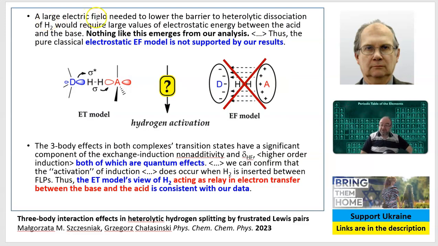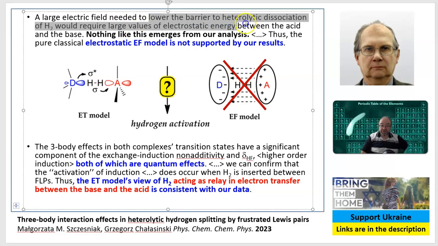A large electric field is needed to lower the barrier of heterolytic dissociation of hydrogen. The hydrogen would require large values of electrostatic energy between the acid and the base. So he repeats this statement by Professor Pápai, but he did not see those large values of electrostatic energy. Nothing like this emerged from our analysis. Thus, the pure classical electrostatic model is not supported by our results.